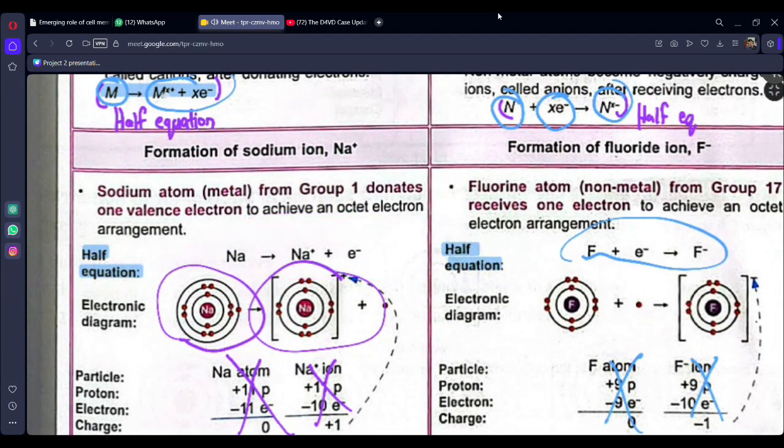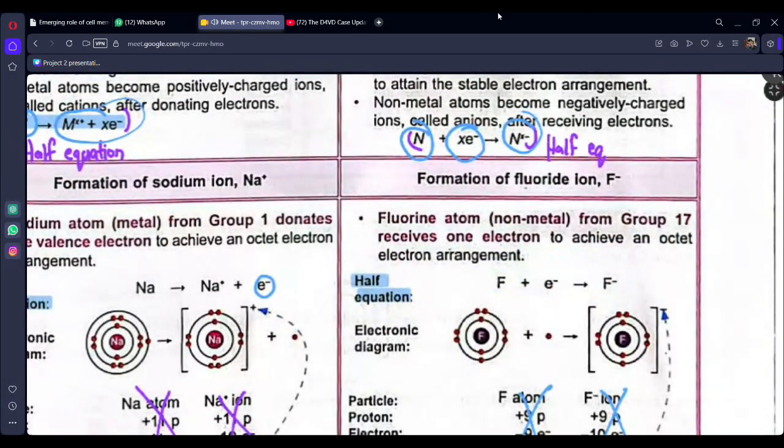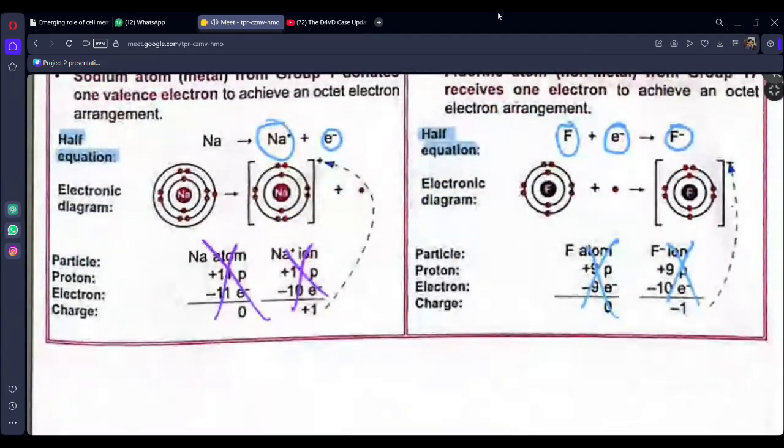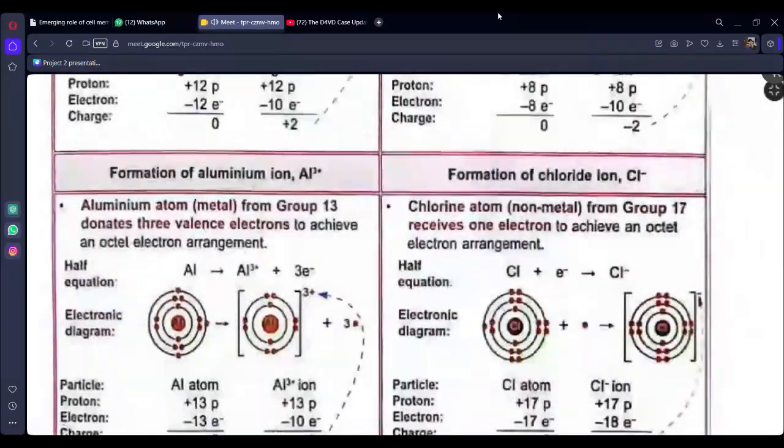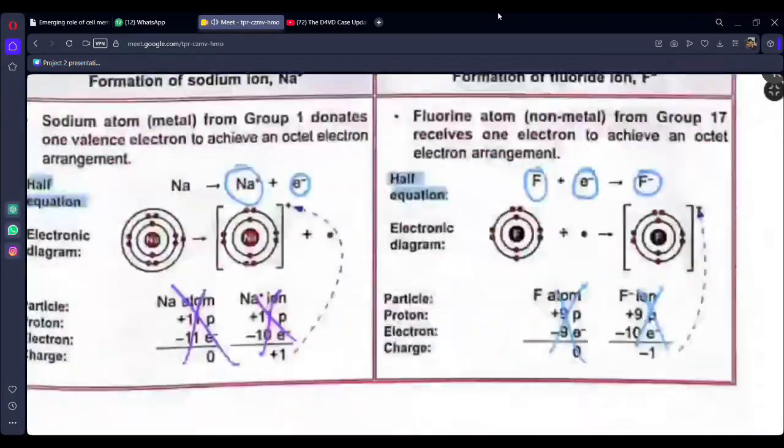Look, sodium atom becomes a sodium ion upon donating its electron. Fluorine atom receives the electron from sodium and becomes a fluoride ion. Fluoride, sodium, you get sodium fluoride. Okay, ionic bond. Magnesium and oxide, same thing. Butchers and needy, okay? Aluminium and chloride, again, butchers and needy. It's all the same concept, lah.